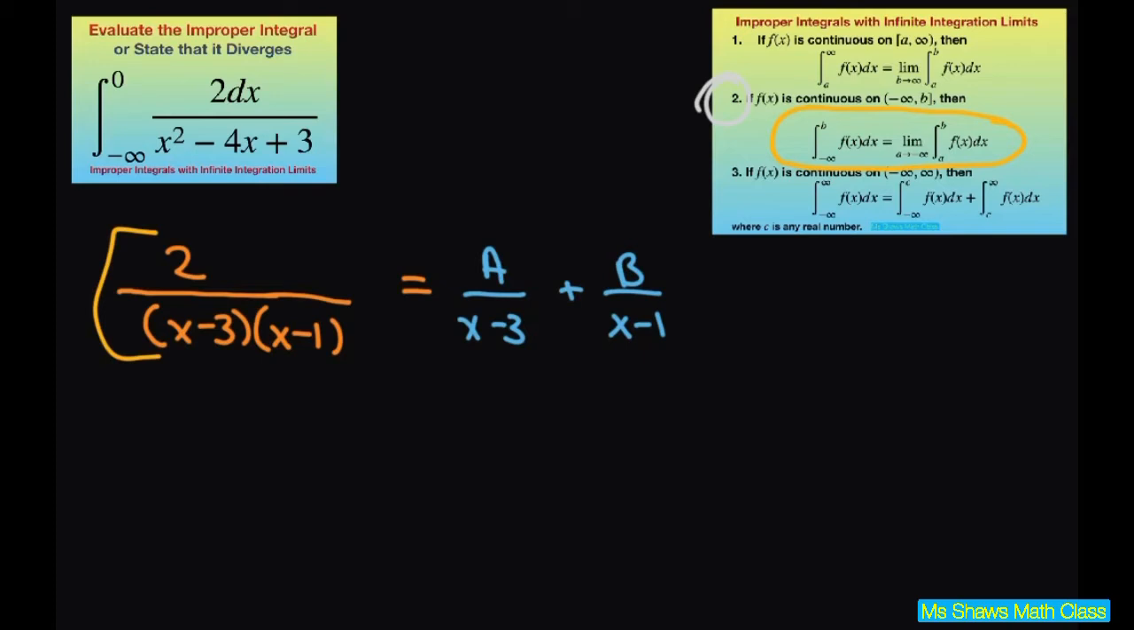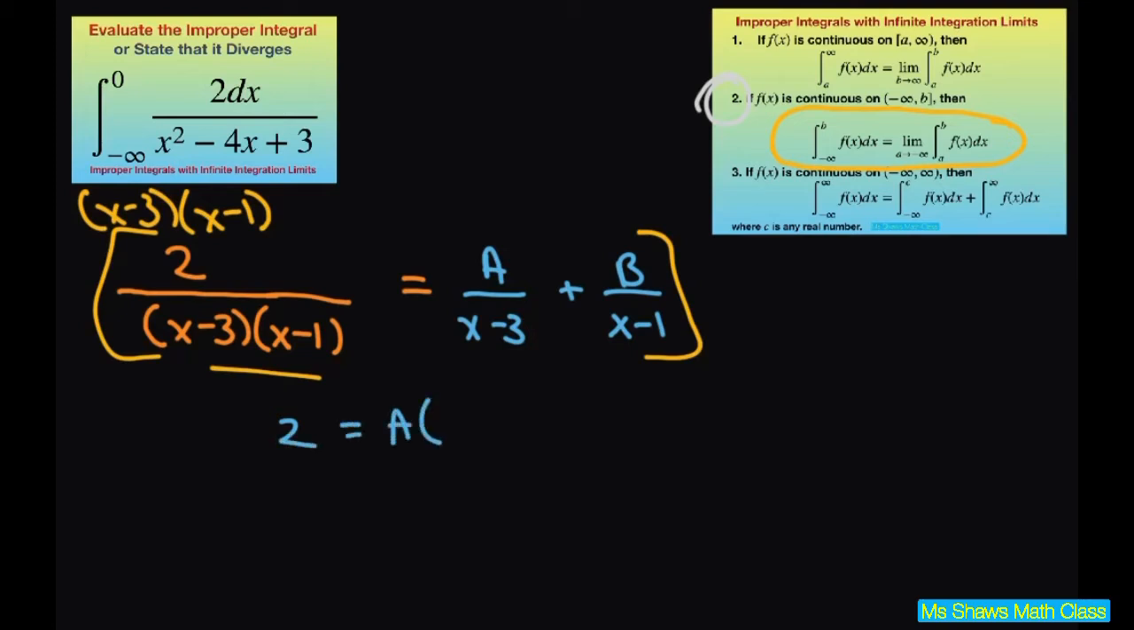To clear the fractions, just multiply by your denominator here, x minus 3 times x minus 1. This is going to give me 2 equals A times x minus 1 plus B times x minus 3. Again, I'm trying to go fast because at this stage, if you're doing this section, this should come more second nature to you. So let's simplify this. We get Ax minus A plus Bx minus 3B.